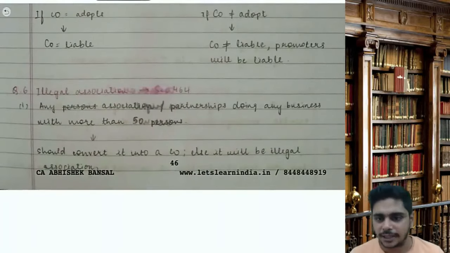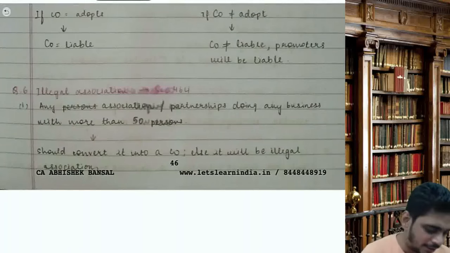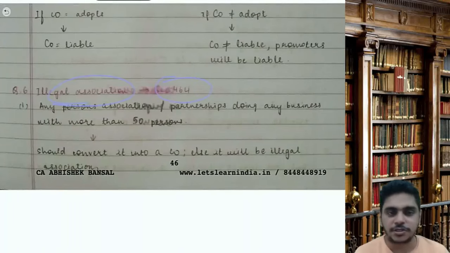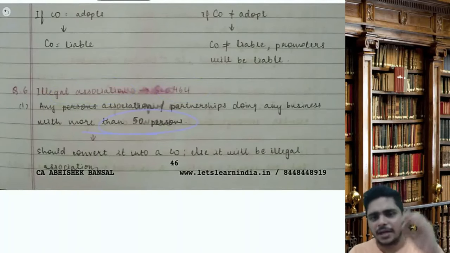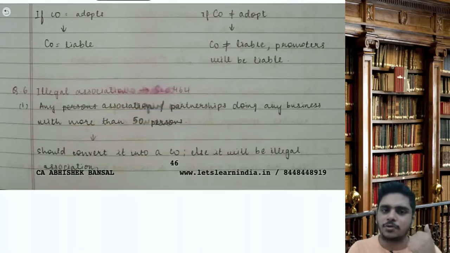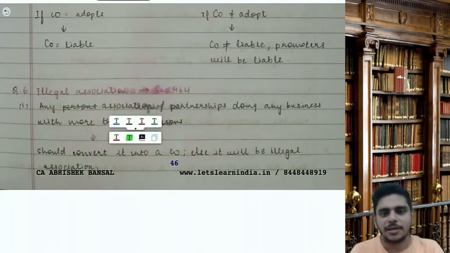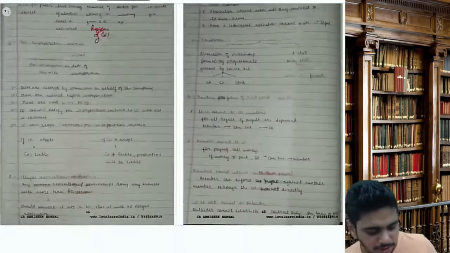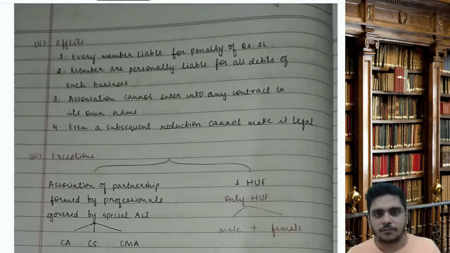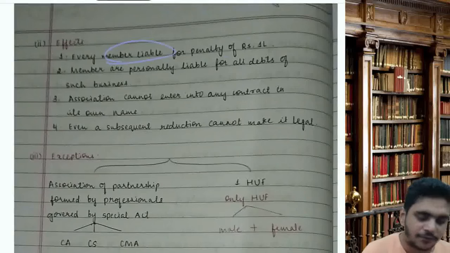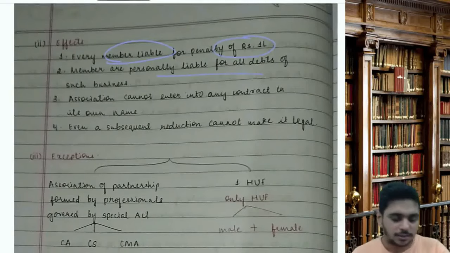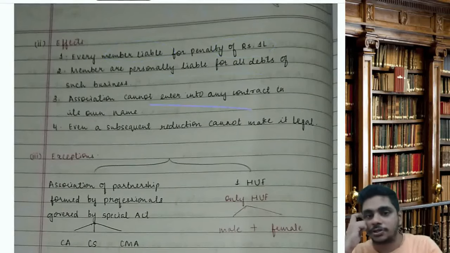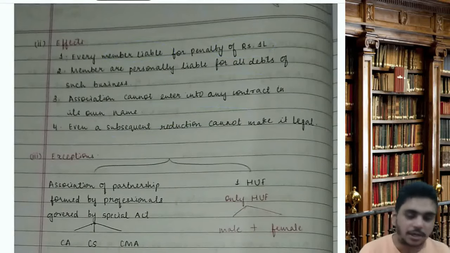Cool. Then the next answer is illegal association. Section number is 464. It says any association or partnership doing any business with more than 50 members shall convert itself into a company, else it will be illegal association. What are the effects? Every member would be liable for a penalty of 1 lakh rupees. Members would be personally liable for all the debts of such business. The association cannot enter into any contract in its own name.